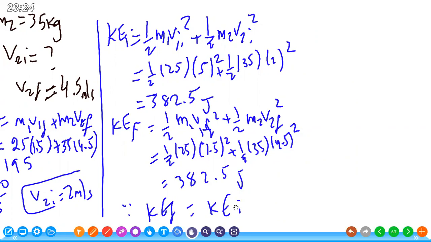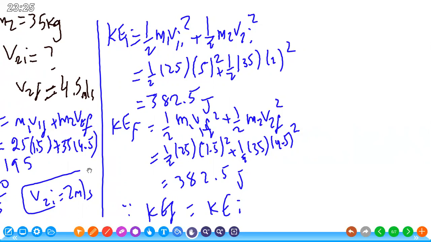If in the question they ask us, for example, to find V2 final, and they are saying that the collision is elastic, then you can use kinetic energy initial, find the answer, and you can say kinetic energy final is the same thing. But if the question is to verify, you have to do them separately.